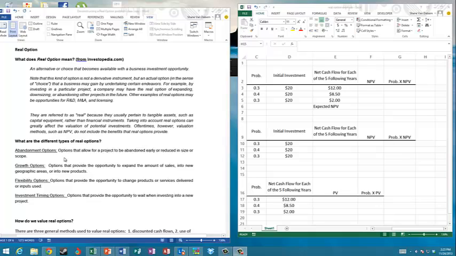A growth option is an option that provides the opportunity to expand the amount of sales into new geographic areas or into new products. An example of a growth option would be when Walmart initially went into China. With their first store, they knew it was going to lose money. So if they would have used just regular capital budgeting techniques to evaluate whether or not they should put a store in China, they would have turned it down. But they saw it as a growth option. They knew that they needed to put a store there in order to figure out all the things that they needed to fix.